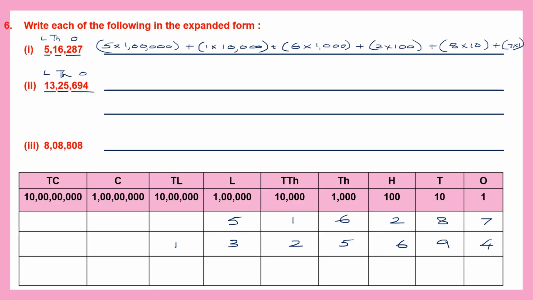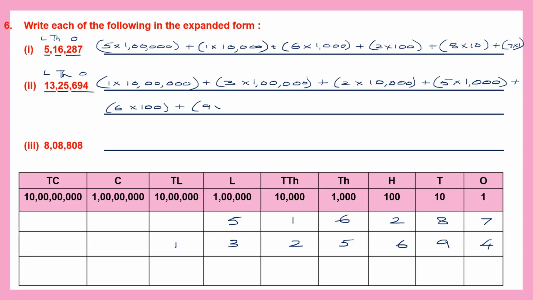So that is 1 into 10 lakh. So 10 lakh is 10 followed by 5 zeros. 1 into 10 lakh plus 3 into 1 lakh. Plus take the next digit, that is 2. 2 into 10,000. Take the next digit, plus 5 into 1,000. Plus take the next digit, 6 into 100. Plus 9 into 10 plus 4 into 1. Now let's take the next number.